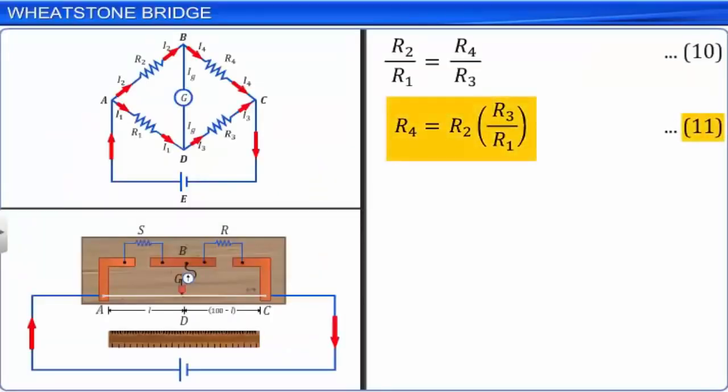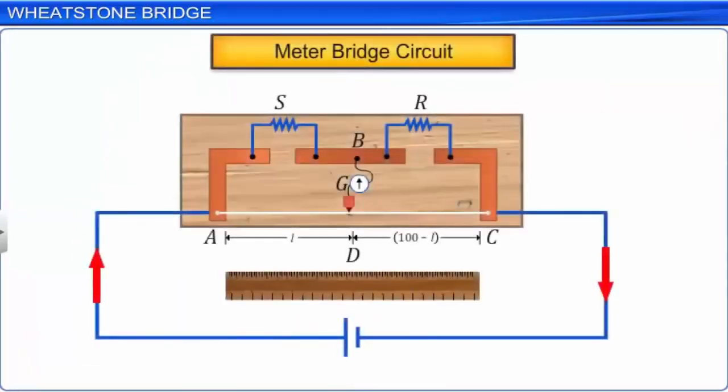Equation 11 is used in a practical circuit, which is called the meter bridge. The schematic diagram of a meter bridge is as shown. A meter bridge consists of a 1 meter long standard resistance wire of uniform cross-section held taut between two ends of a metallic strip bent at right angles at the ends, placed alongside a meter scale.